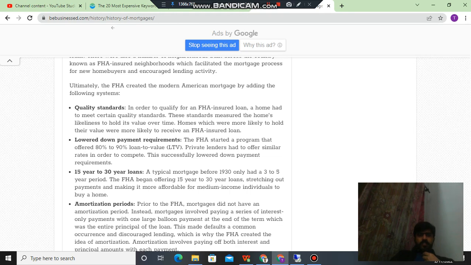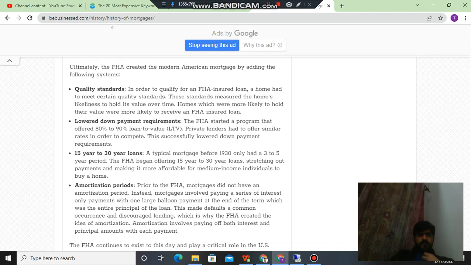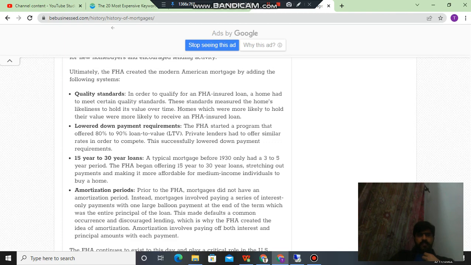Lower down payment required. The FHA started a program offering 80% to 90% loan to value (LTV) and 15-year to 30-year loans, with amortization periods. These are some features of the modern American mortgage.